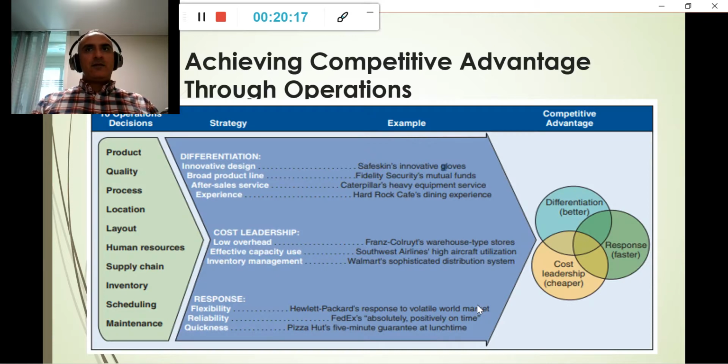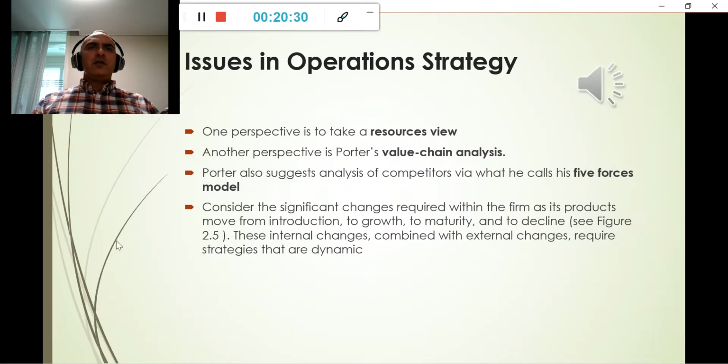Okay, very good. So here we can see, for example, how we can achieve competitive advantage for operations. This one I want you to read on your own because we're going to talk about it in every single unit, right? So in this case, we think of operations management, we talk about operation strategy.